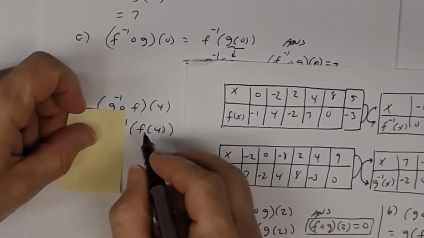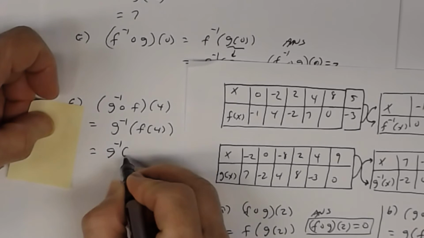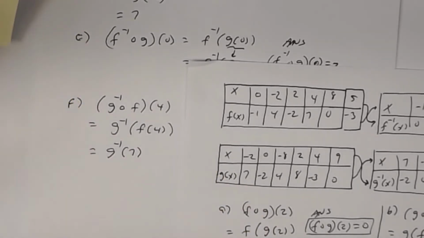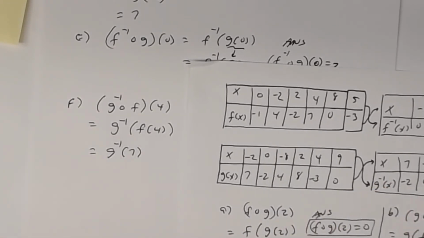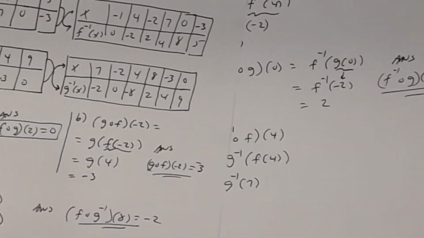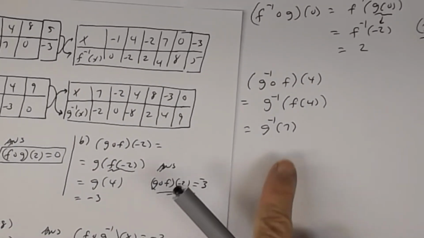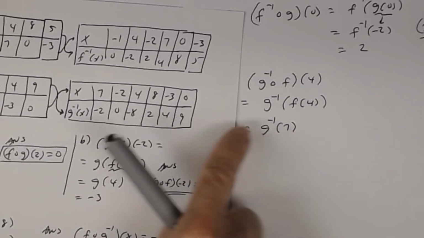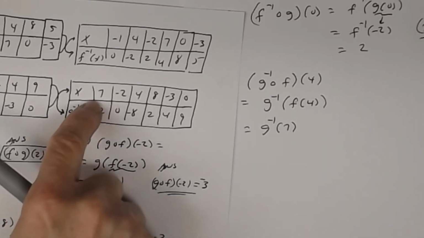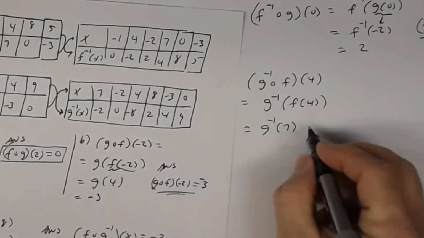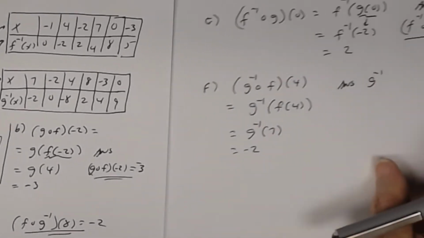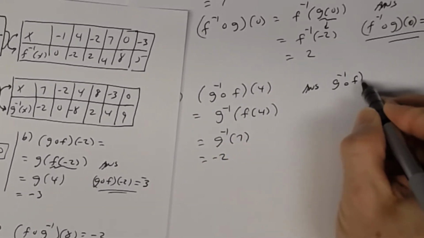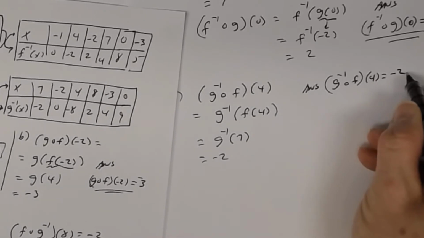So this part's 7. Now I've got to find g inverse of 7, right? So you've got to make sure you go to your g inverse function. That's this table right here. So g inverse of 7. When x is 7, that's this right here, g inverse of 7 is negative 2. So that becomes negative 2. So your answer: g inverse composed with f at 4 equals negative 2.